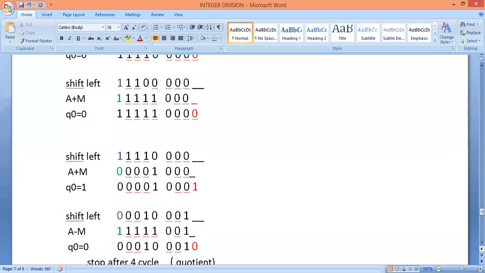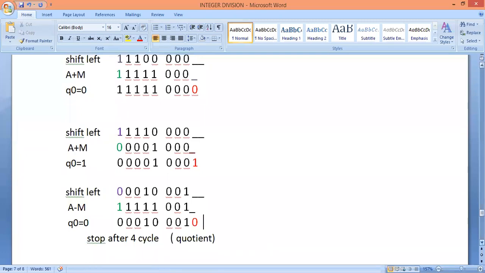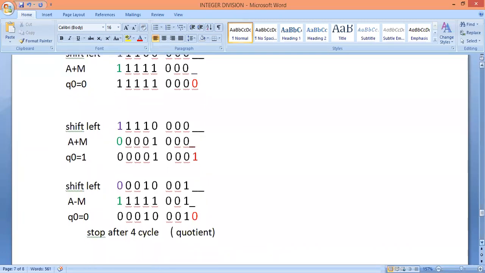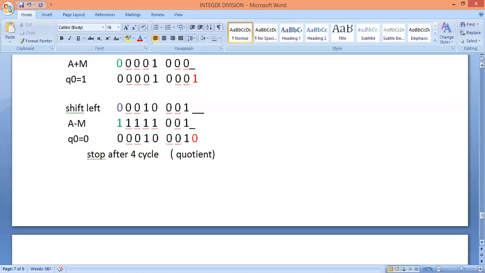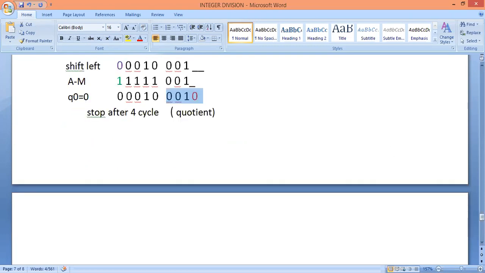Okay, next I have to go to step number 2. Stop after 4 cycles. So after 4 cycles, after the first step, you will get the quotient. Still, you are not getting the remainder, but you will get the quotient immediately after the first step only. So in the Q, I am getting the quotient 0, 0, 1, 0. For the remainder, I have to do step 2. Now what is step 2?